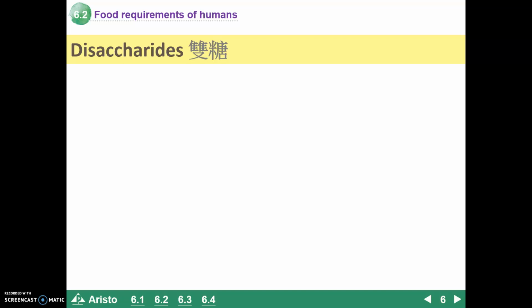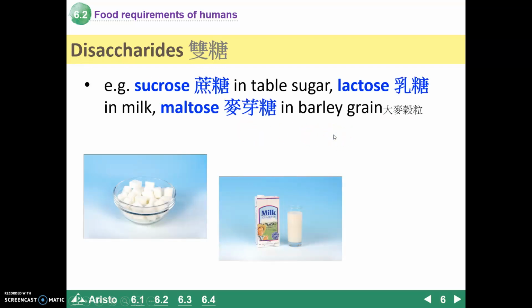Disaccharides, okay? Double sugar. Di means double, saccharides means sugar. It is a Greek word. So disaccharides, double sugar. We have 3 examples you learned in Form 3, and of course we have more examples, but these are the most common disaccharides present in our food.